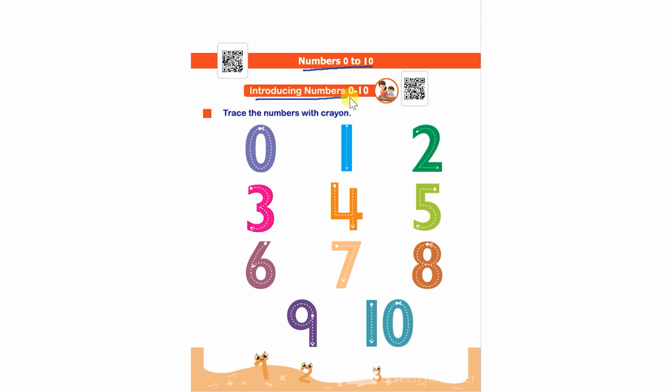Here we are introducing numbers 0 to 10. Trace the numbers with crayons. So over here the child has to use crayons to trace the given numbers. So over here 0, then it is 1, then it is 2. So they have to follow the direction of the arrows that are given over here.